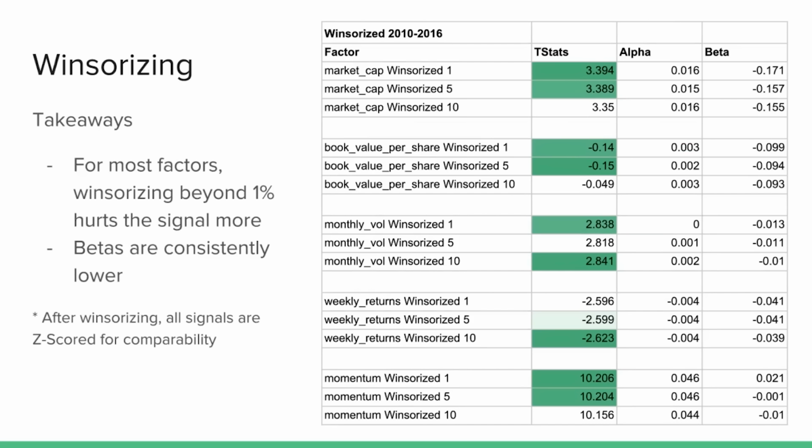So for Winsorizing, with the same idea, with the same period, 2010 to 2016, I decided to pick a couple percentiles, 1, 5, and 10%. And the reason for that is I find it pointless to Winsorize beyond that because it would just detrimentally kill the signal we're looking at. So we see for every single common factor, really Winsorizing beyond 1% just makes things worse, or tends to make things worse, and there's really no benefit in doing it. And we also see that the betas on the right side are consistently lower as we Winsorize more and more of the data.